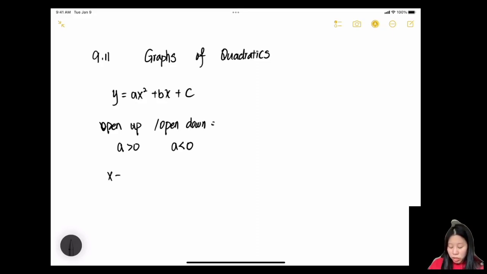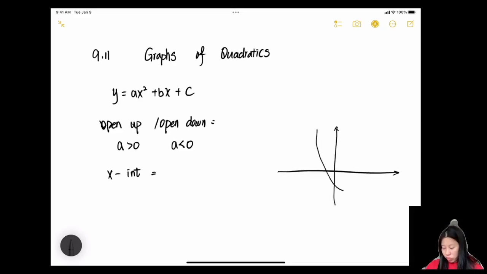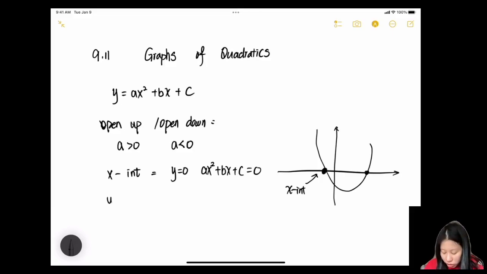So the second step is you need to find the x-intercept. The x-intercept is when the graph intersects with the x-axis. These two are called x-intercepts. So how do you find the x-intercept? Look at what the x-intercept has in common: it is when y equals 0. So that means you need to set the equation equals to 0.